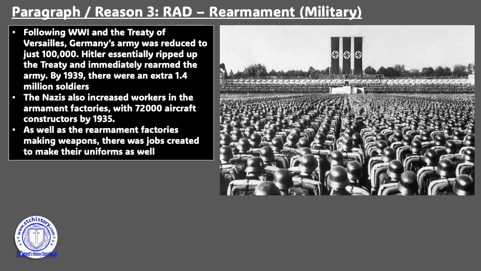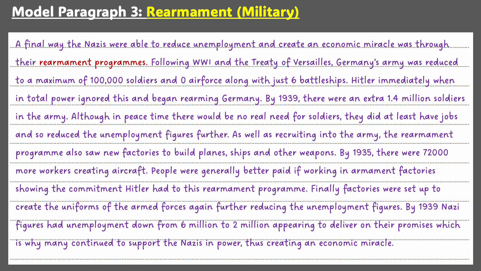All right, and then a third bullet point, again showing you this paragraph might be a little bit tricky to fluff out. As well as the rearmament factories making weapons, there were jobs created to make uniforms as well. So again, a bit naff, but let's see how we might be able to get this into a paragraph. So we'll start with a final reason. Because it's the third paragraph, we can say a final way the Nazis were able to reduce unemployment and create an economic miracle was through their rearmament programs.